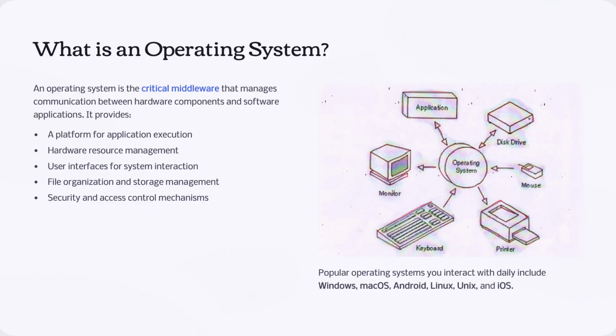What is an operating system? An operating system is middleware that bridges hardware and applications. It ensures apps run properly, hardware resources are managed efficiently, and users can interact with their devices. Beyond execution, the operating system manages files, provides security, and supports user interaction. Some popular examples we all use daily are Windows, macOS, Android, Linux, Unix, and iOS.